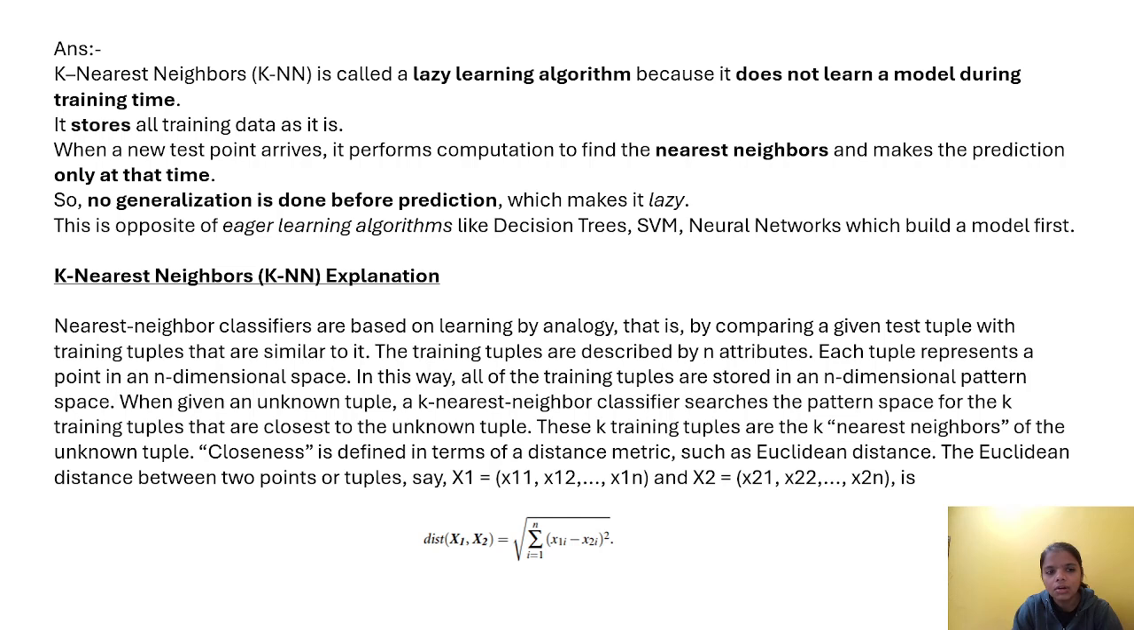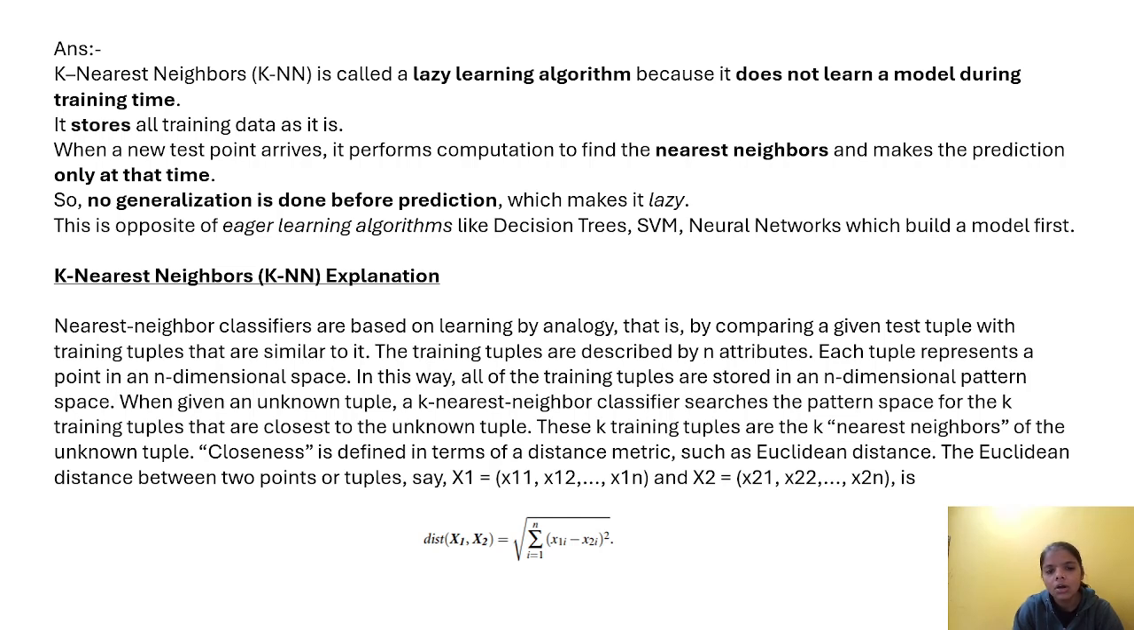This is opposite of eager learning algorithms like decision tree, SVM, neural networks, which build a model first. Now, KNN explanation. Nearest neighbor classifiers are based on learning by analogy, that is, by comparing a given test tuple with the training tuples that are similar to it. The training tuples are described by n attributes. Each tuple represents a point in an n-dimensional space.